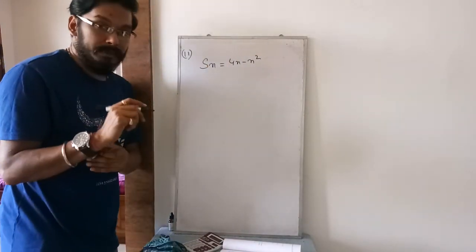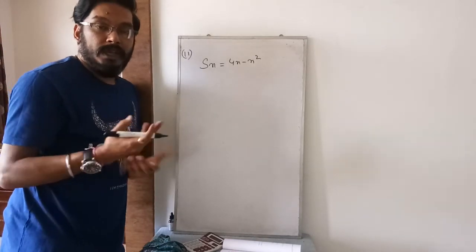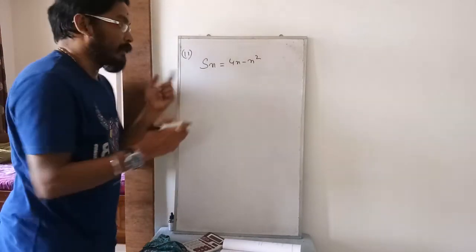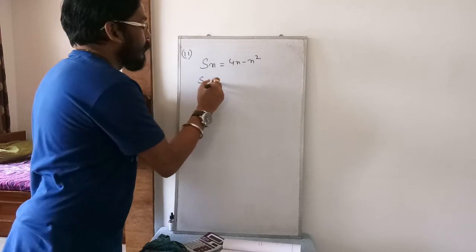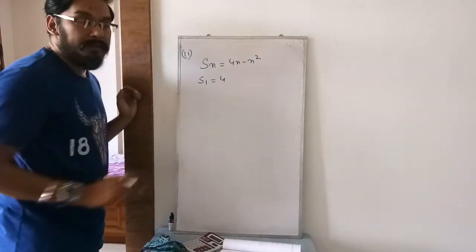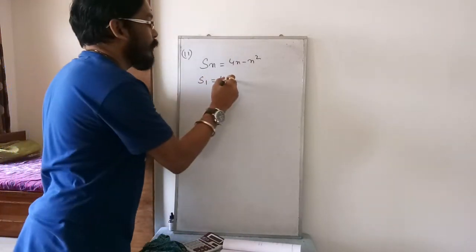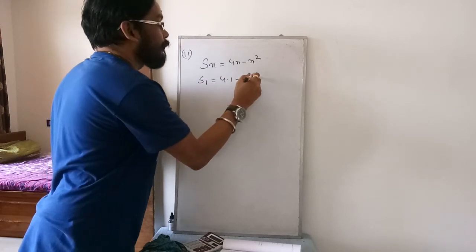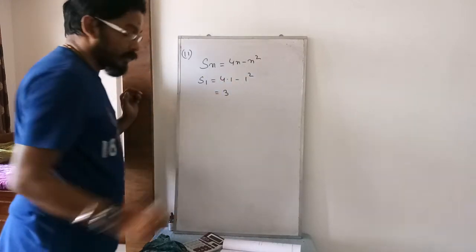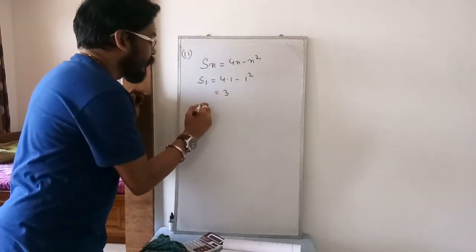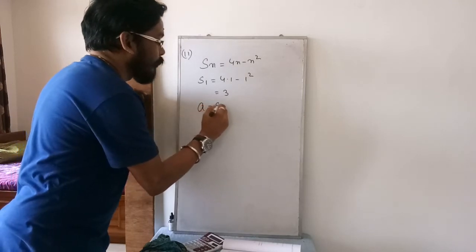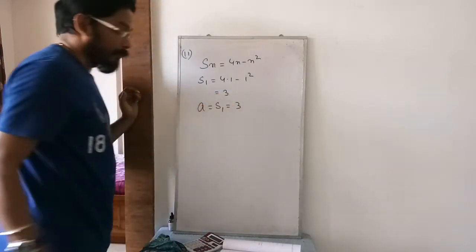What is the first term? When you find out the first term, your S1 will be your first term. Let me find out S1. In place of n I have to give 1, so 4 minus 1, it is 3. So S1 will be your first term. A equals S1 equals 3.